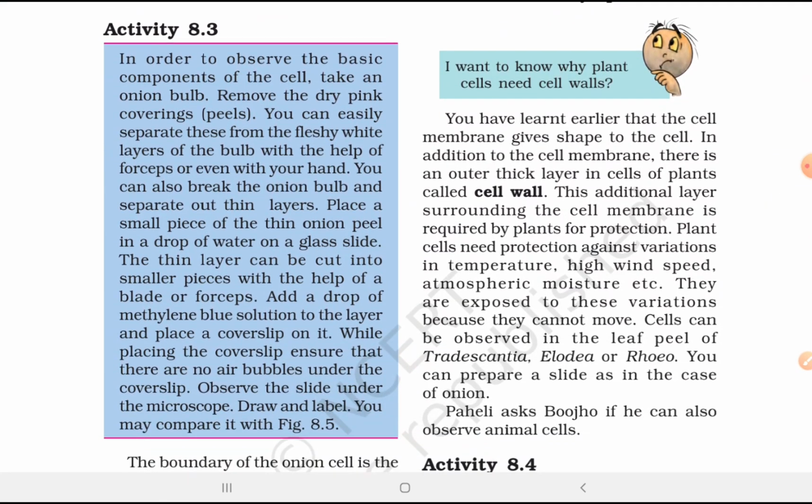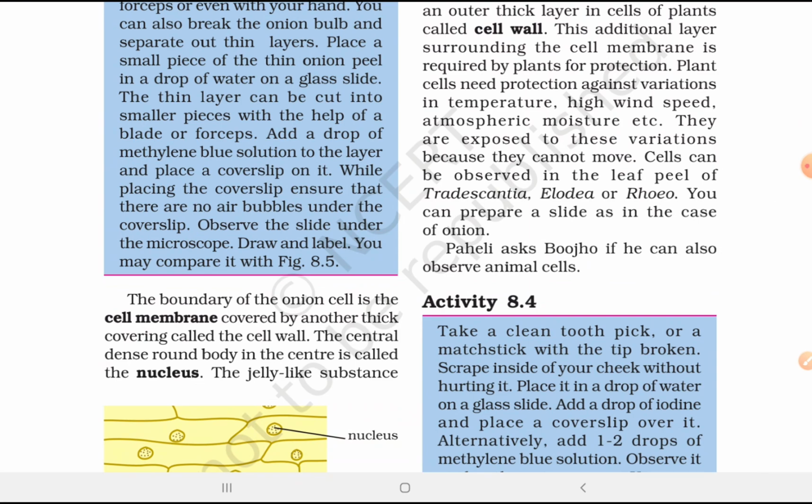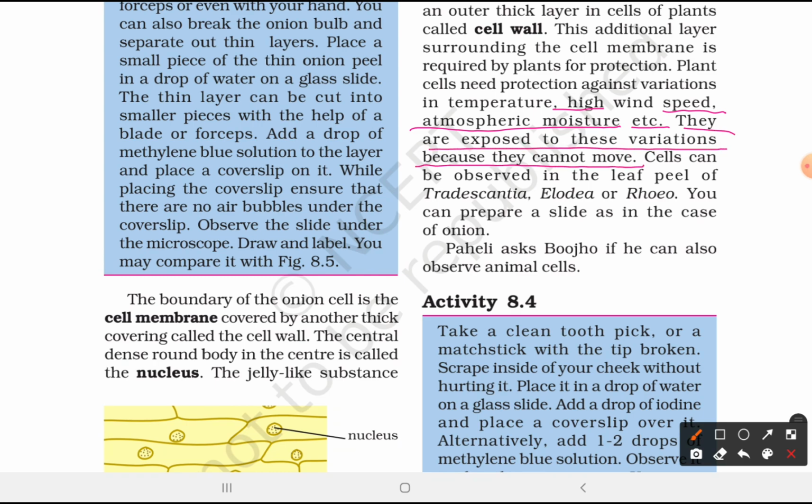I want to know why plant cells need cell walls. You have learned earlier that the cell membrane gives shape to the cell. In addition to the cell membrane, there is an outer thick layer in the cells of plants called the cell wall. This additional layer surrounding the cell membrane is required by plants for protection. Plant cells need protection against variation in temperature, high wind speed, atmospheric moisture, etc. They are exposed to these variations because they cannot move.